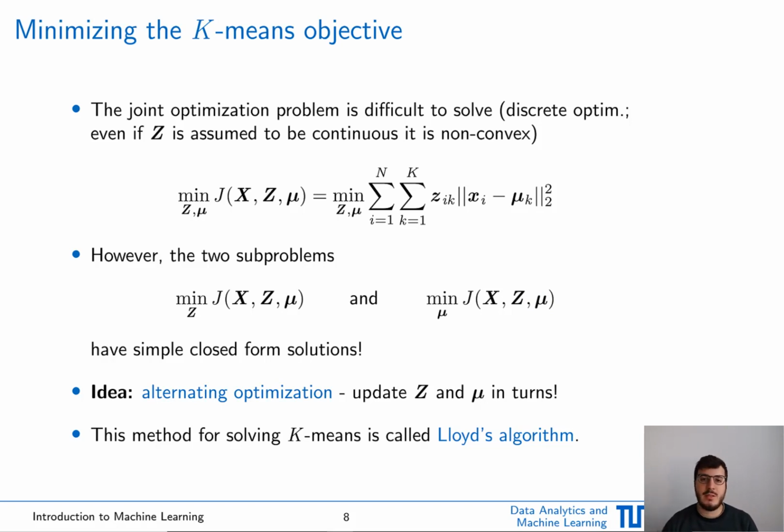So this maybe reminds you already of the alternating optimization that we talked about in the previous videos, and it's very similar. So solving the problem with both variables at once is difficult, but if you fix one variable and solve for the other, and the other way around, it's actually pretty easy to solve. So that's what we're going to do. We're going to do an alternating optimization where we update Z given a fixed mu and update mu given a fixed Z until we converge. And this algorithm is called Lloyd's algorithm for solving k-means.